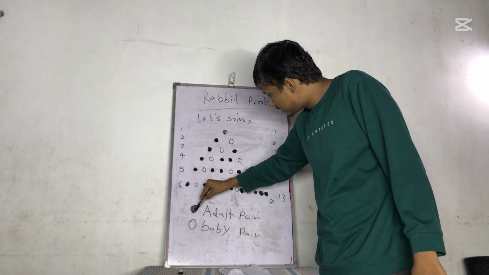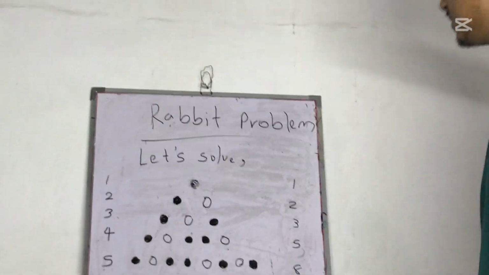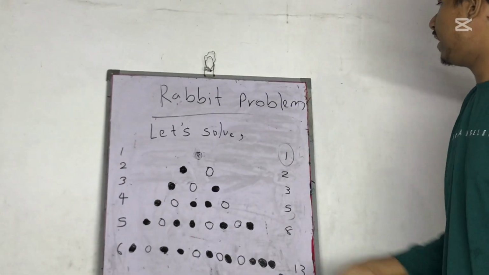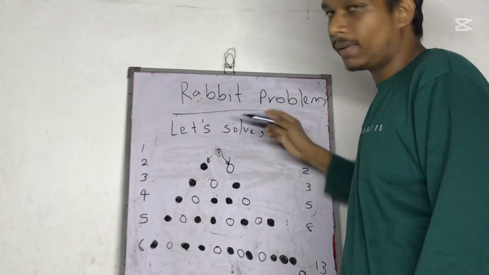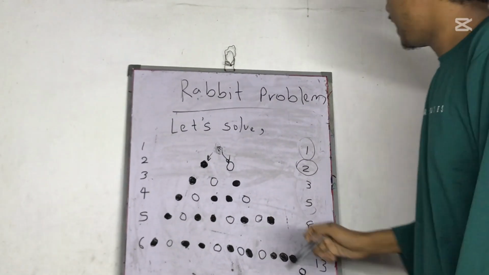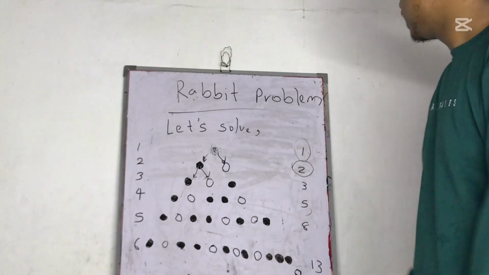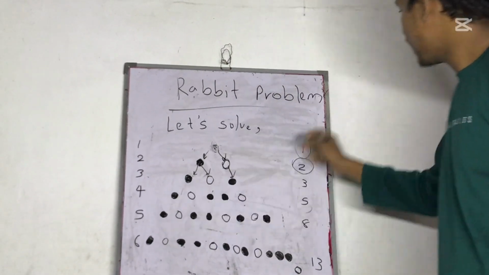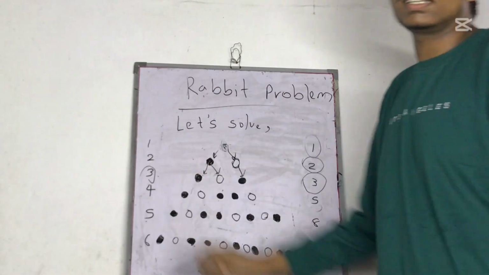We take this circle as an adult pair and this empty circle as a baby pair. In the first month we have one adult pair. In the second month we have this adult pair and their baby pair, so in the second month we have two pairs. In the third month we have this adult pair and their babies, and this baby pair is now mature. So we have three pairs in the third month.